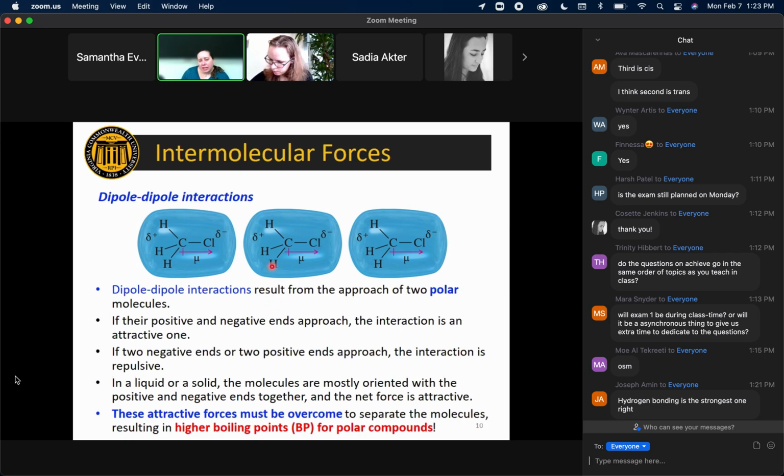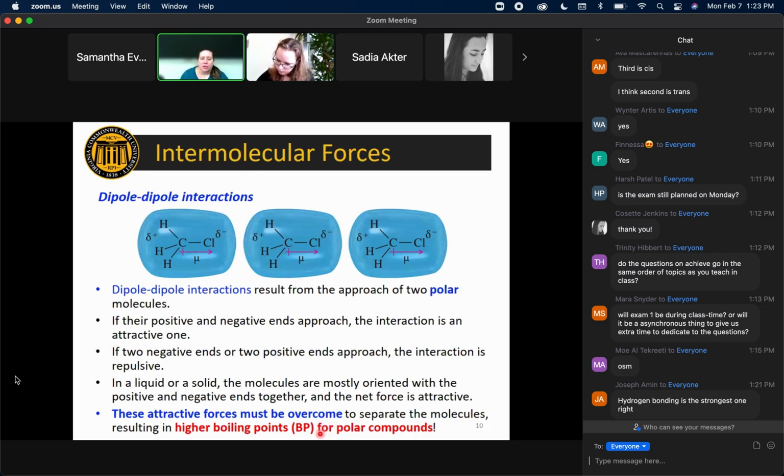Now, I want you to think about this for a minute. I've told you these are organizing themselves, and that they're doing it because they have some attraction between a delta negative and a delta positive. What do you think that means for how easy it is to take them apart? Well, they have this attractive force between them. So that means that you have to put in some extra energy to separate the molecules from each other and overcome that attraction. And so molecules with dipole-dipole interactions end up having boiling points that are a little bit higher because of needing to overcome that attraction.